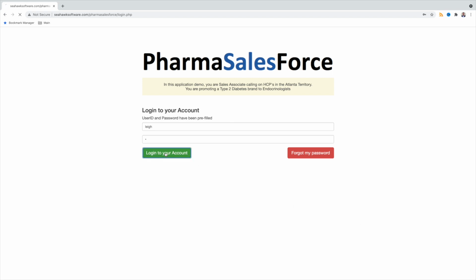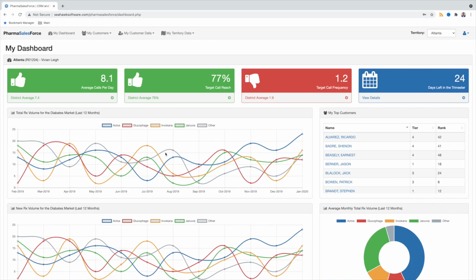So I'll log in right now. And this would be a dashboard, how you come into a main CRM screen and you see a dashboard. So if you quickly go over it, you'll see your average calls per day is listed here. We talked about that in our call lesson. Your target reach, your target call frequency, and the days left in the trimester. So here you're looking at 8.1 average calls per day next to your district average being 7.4. So you have a thumbs up, you're doing well.